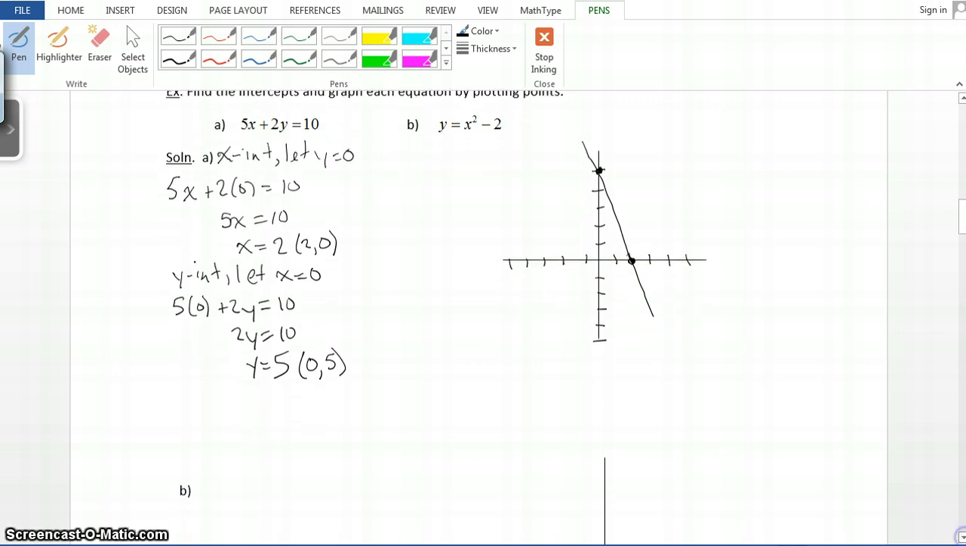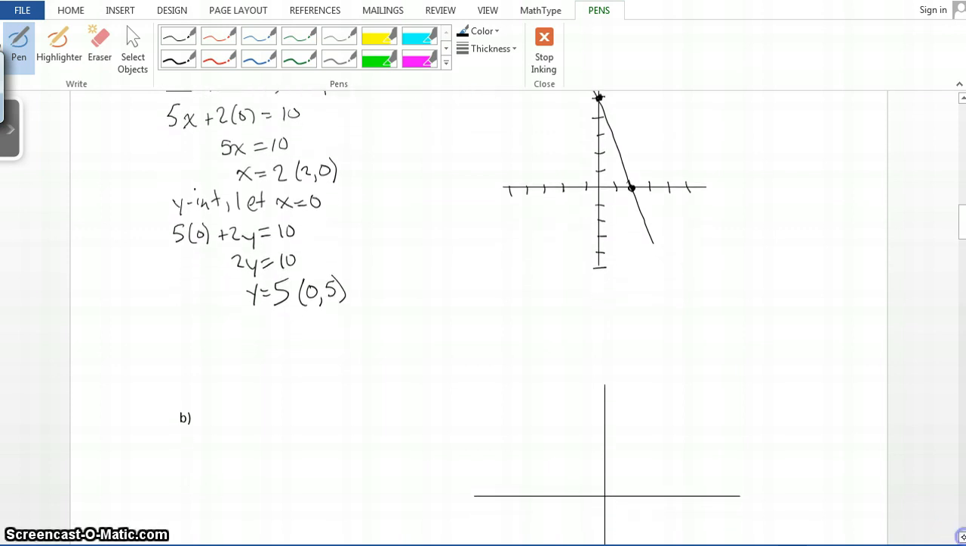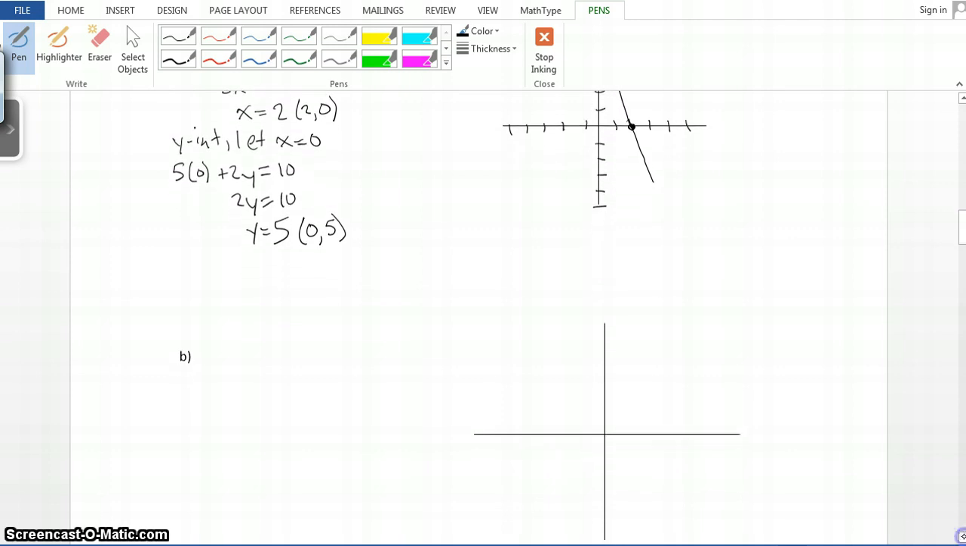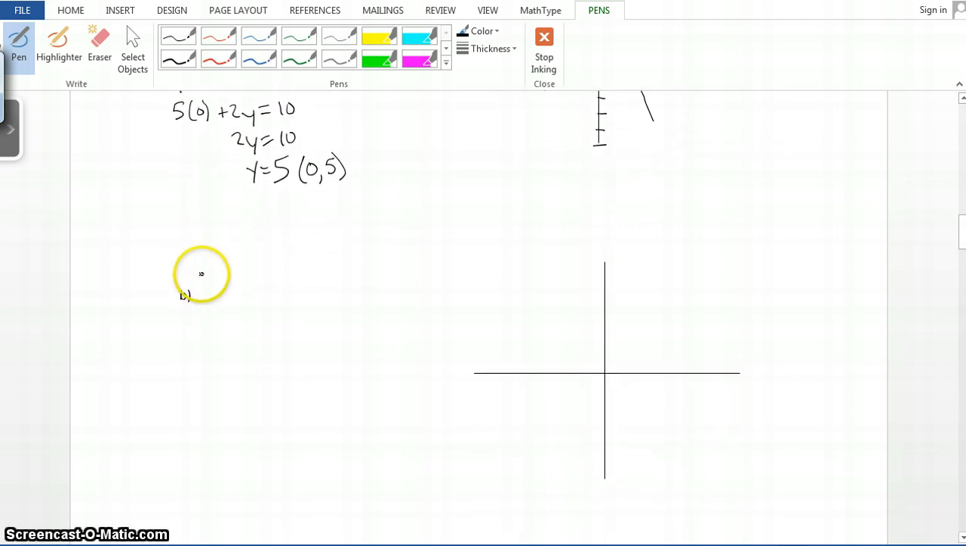Now I'm running up on 7 minutes, but let's just take a couple more minutes and finish this last one. We want to find these intercepts. I think that one was y equals x squared minus 2 for part B. Alright, let's do those intercepts.